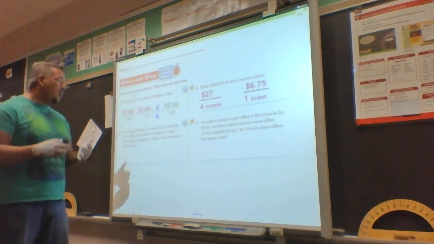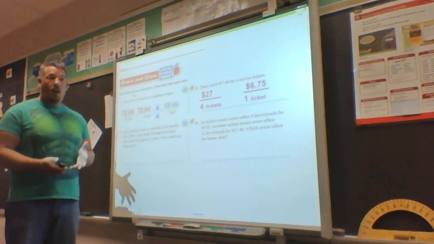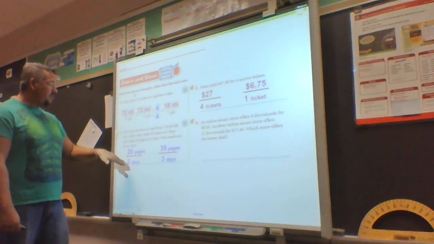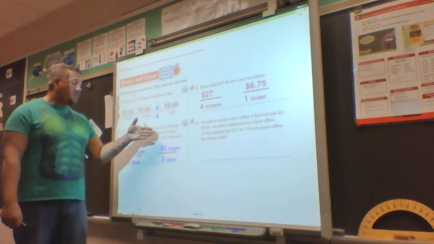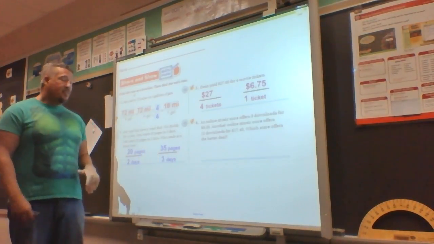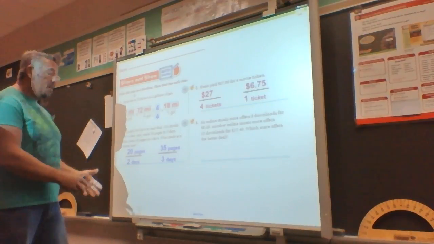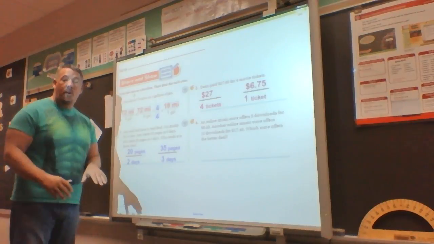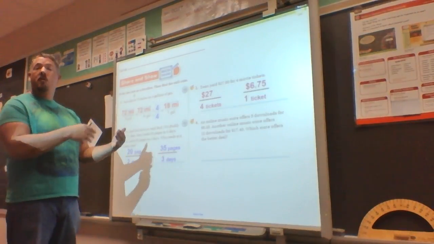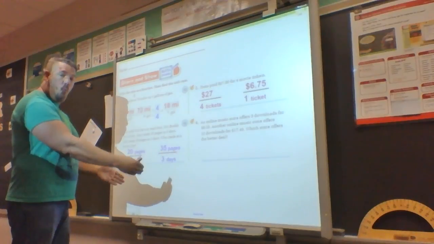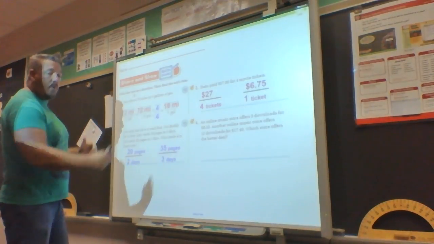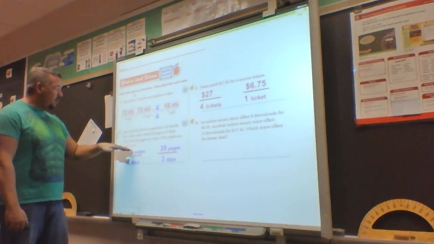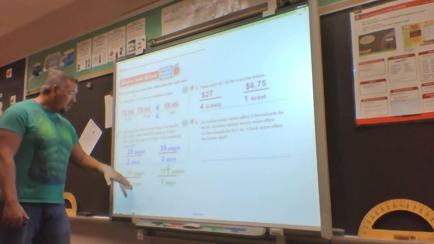So the first thing I have to do is set up what? I have to set up my original rates. And I know that Amy reads at 20 pages per 2 days, and that Maya reads 35 pages for 3 days. Then I can't compare them. So I have to reduce down, I have to divide by denominators to find my unit rate in order to say who reads more. Because then they'll have a unit rate of 1 in my denominator, and I can compare my numerators.